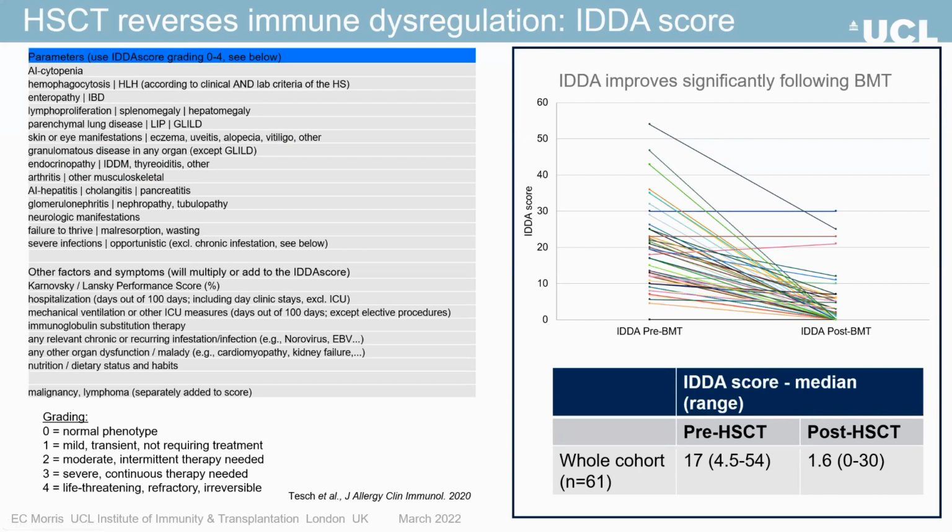So I go back to the IDDA score, and we have been able to report that allotransplant in our patients reverses the IDDA score pre-transplant. You can see on the right that the median IDDA pre-transplant was 17 and reduced to 1.6 post-transplant. And you can see here, this is data from Marcus's paper in JACI when he first reported this score, which he designed to assess patients actually with LRBA and other combined immune deficiencies. And these are the factors included in the scoring system.